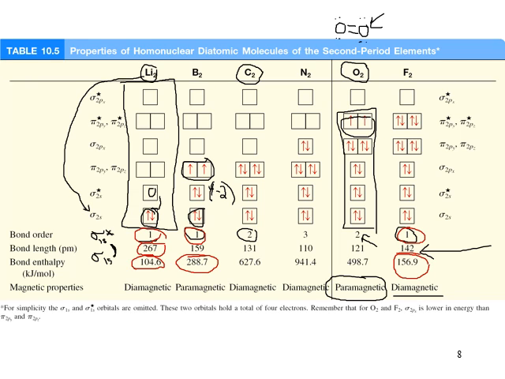So N2, I'm going to draw the Lewis structure for N2. And if you look at it, we have a triple bond. It looks like it's diamagnetic. They're all paired. And there's that triple bondedness with a really large bond enthalpy. Now this C2 looks like it's got a very large bond enthalpy. Let's do it for fun and draw the Lewis structure.